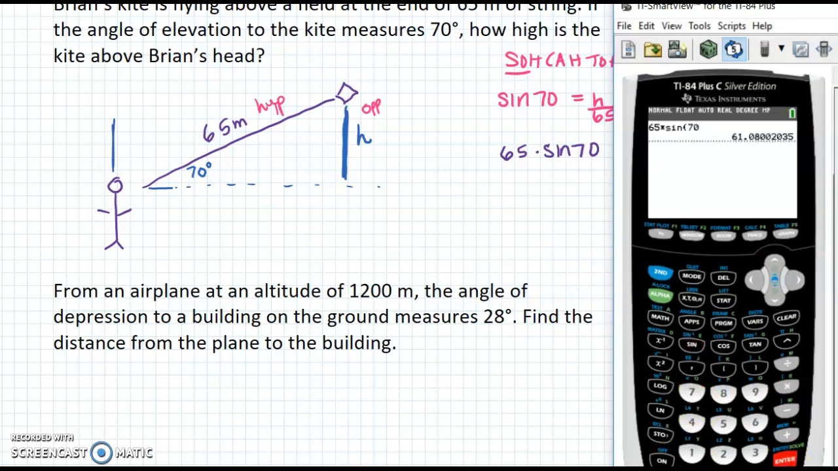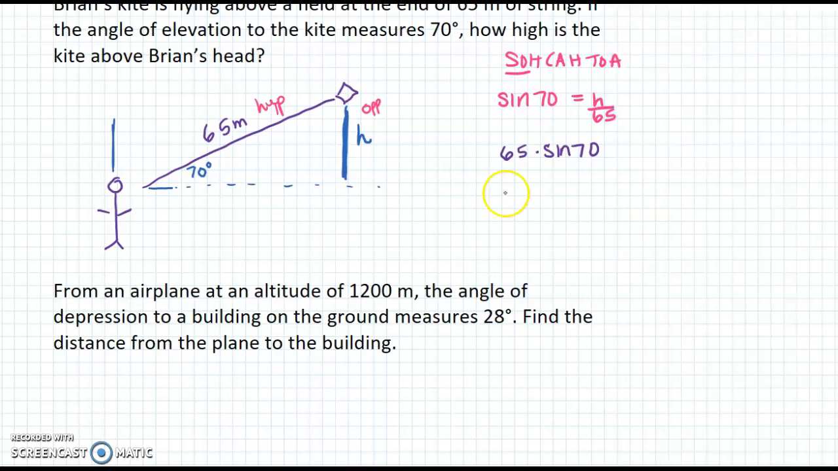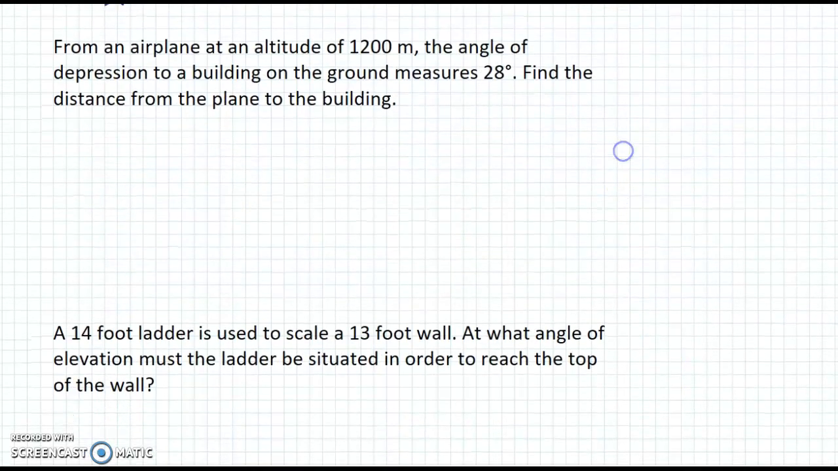And you get 61.08. And since this is a word problem, I have measurements. It would be 61.08 meters. Not too bad. Angle of elevation, start from the horizontal, rotate up.